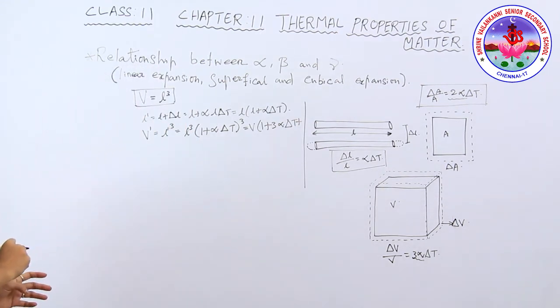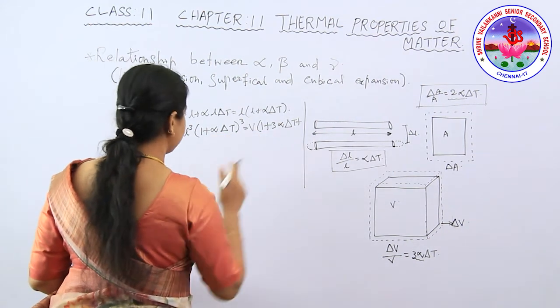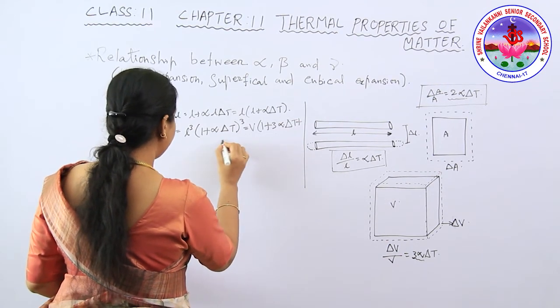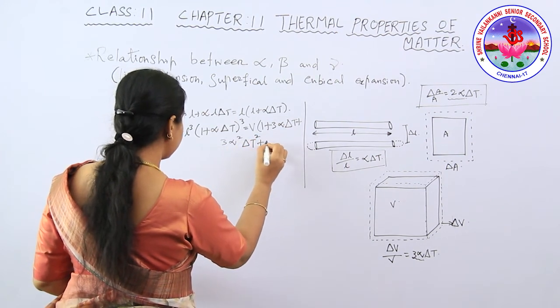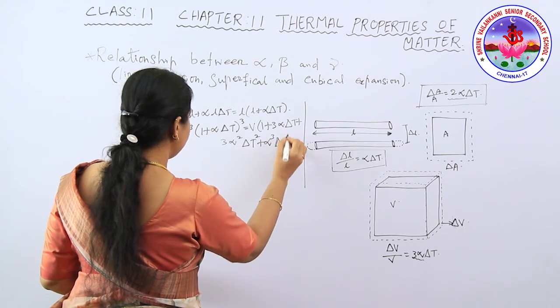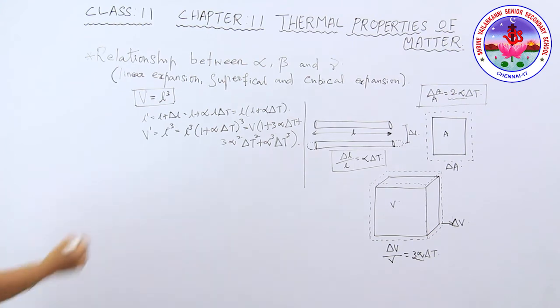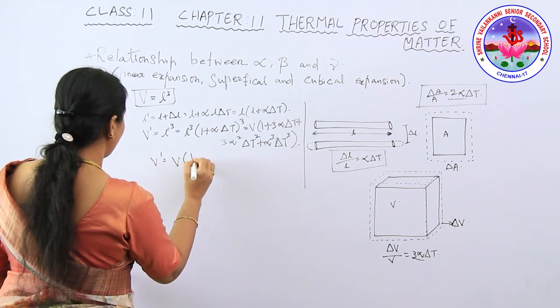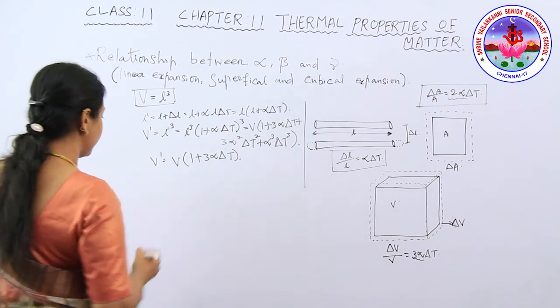3 alpha square into del T square plus alpha cube del T cube. So this expression is for the V, that is the change in the volume. Now this V dash, we can write as V into 1 plus 3 alpha del T. We can convert and write in this way.